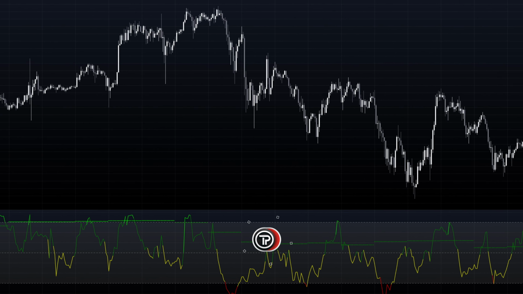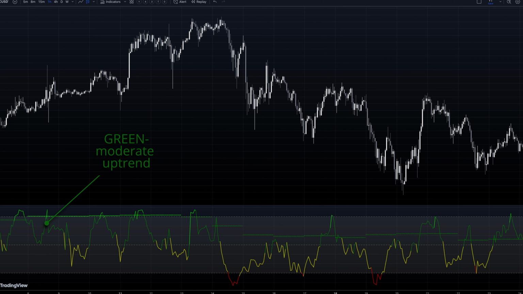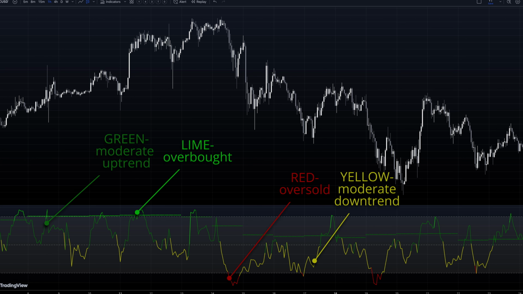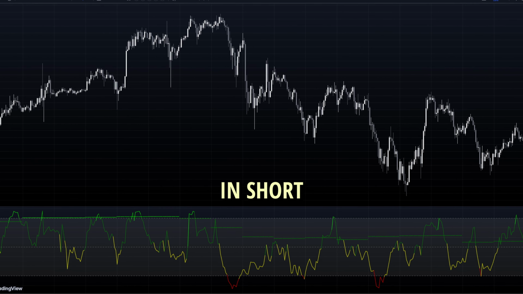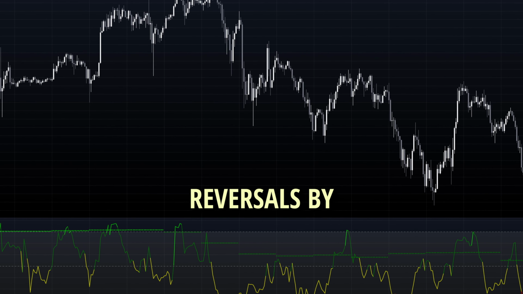The color coding helps make it easier to see momentum changes, with green for moderate uptrend, lime for overbought, red for oversold, and yellow for moderate downtrend. In short, the MFI helps traders confirm trends and spot potential reversals by combining price and volume data.